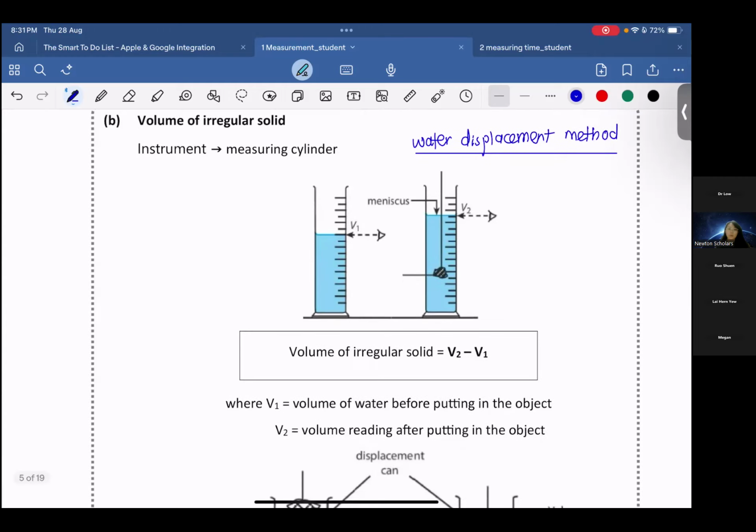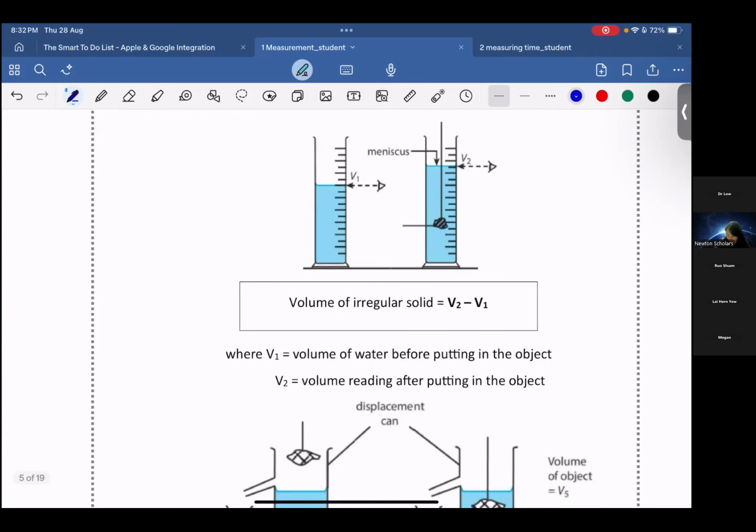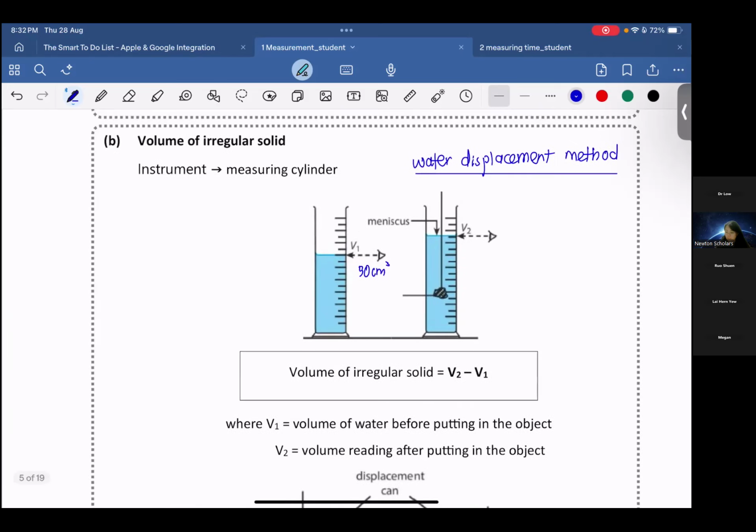So how do we measure? We can use a measuring cylinder. We pour the water to a certain volume that is easy to read. For example, let's say you have 50 cm cube. Then after that, you put the stone, or whatever irregular object, into the water. Of course, the water will go up. So this is called water displacement. The water level will go up.